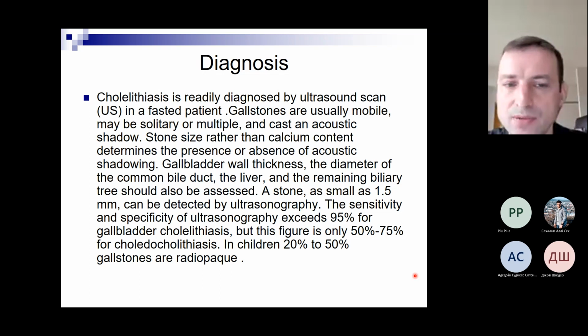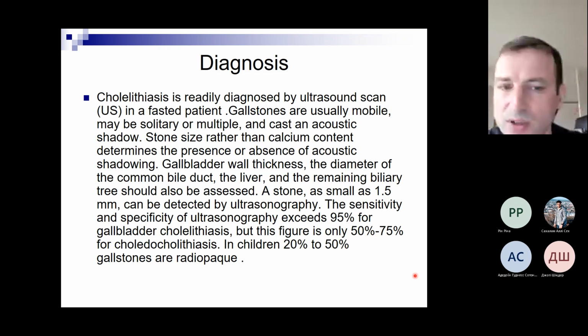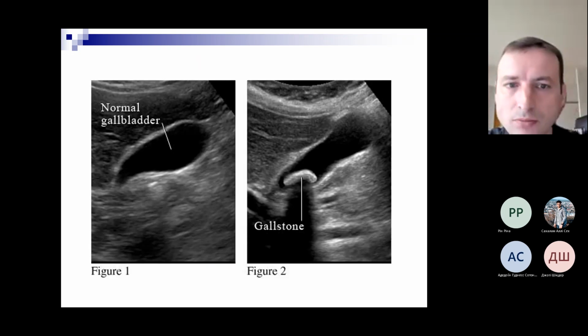The sensitivity and specificity of ultrasonography exceeds 95% for gallbladder cholelithiasis, but this figure is only 50-75% for choledocholithiasis. In children, 20 to 50% of gallstones are radiopaque. This is the ultrasonography: normal gallbladder at the left, figure 1, and gallstones inside the gallbladder.